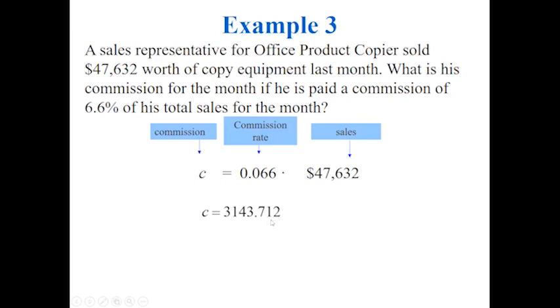Why do we need 3 places past the decimal point when money ends with 2 places past the decimal point? It's because we have to look at this third digit to see if we round up the second digit. It's 2. It's not 5 or greater. It does not round up. So $3,143.71 is his commission for the month.